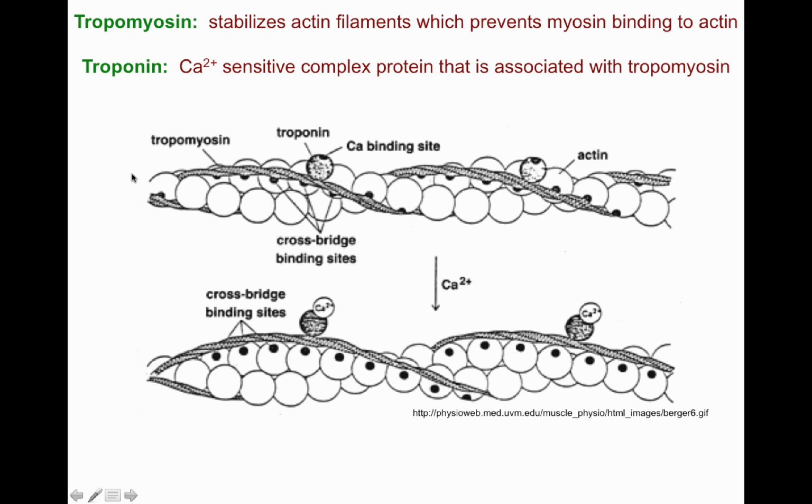Tropomyosin is a molecule that traverses the actin filament helix and goes around, as shown over here in the picture, sort of like the white or the red stripe around a candy cane, going around the entire helix, interacting directly with a particular position of the actin filament. Another molecule present in the thin filament is troponin. And troponin now is a calcium-sensitive complex of proteins that is bound directly to tropomyosin.